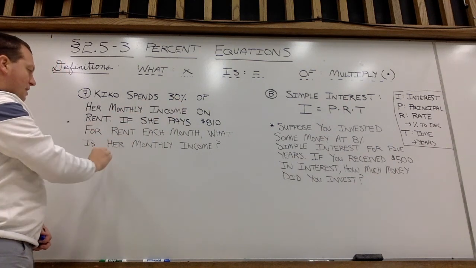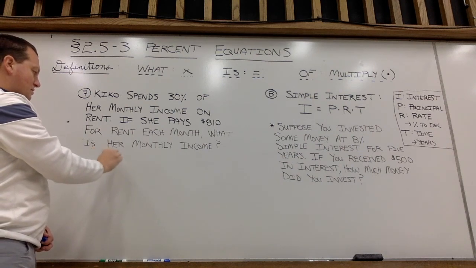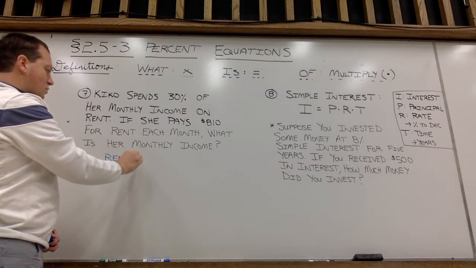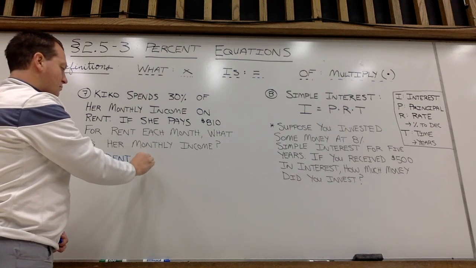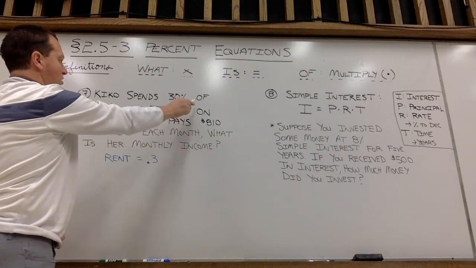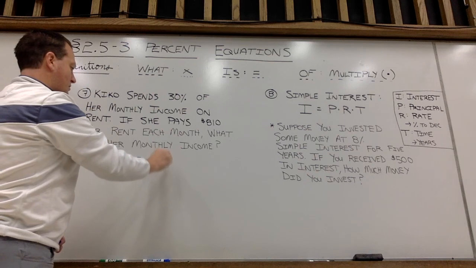So we can say that her rent equals 30%, 0.3, times her monthly income.